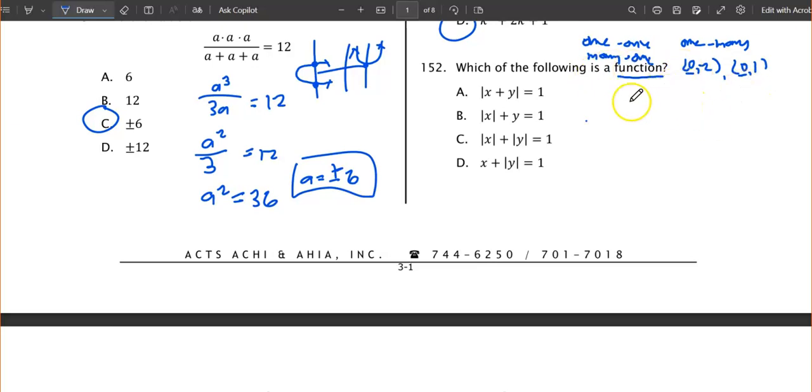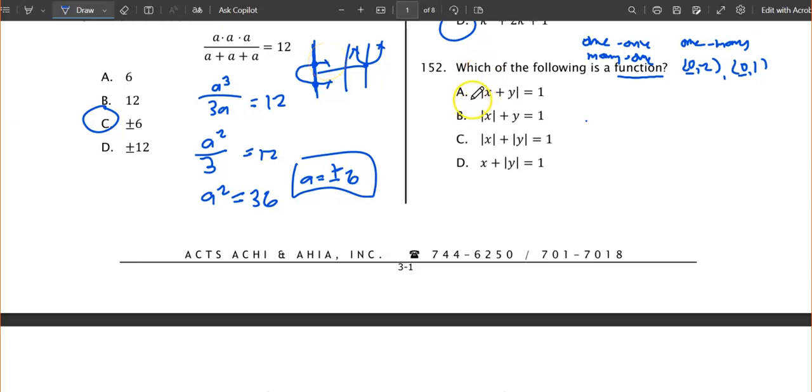And if you're given a graph, always remember that a graph is not a function if it will fail the vertical line test. So what is a vertical line test? You just drop a vertical line and see how many intersections the line and the graph will have. If the intersection is more than 1, the graph is not a function.